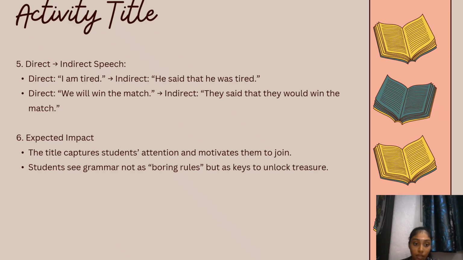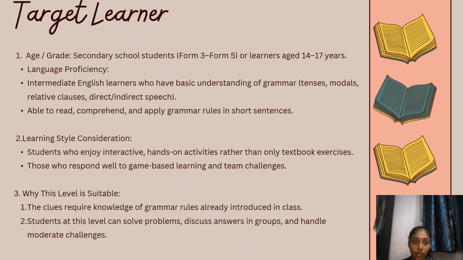Expected impact. The title captures students' attention and motivates them to join. Students see grammar not as boring rules but as keys to unlock treasure. Second is target learner. Age or grade: secondary school students from form 3 until form 5, or learners aged 14 until 17 years. Language proficiency: intermediate English learners who have a basic understanding of grammar, tenses, modals, relative clauses, and direct and indirect speech, and are able to read, comprehend, and apply grammar rules in short sentences.